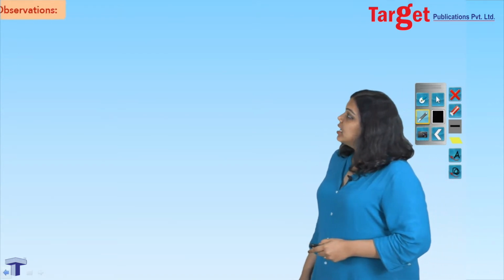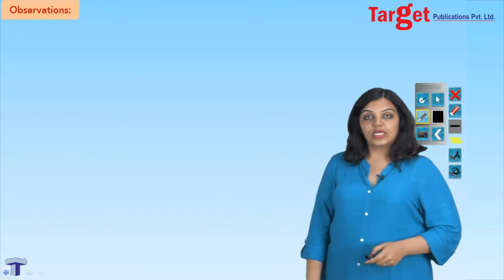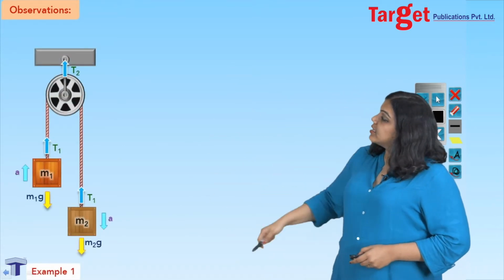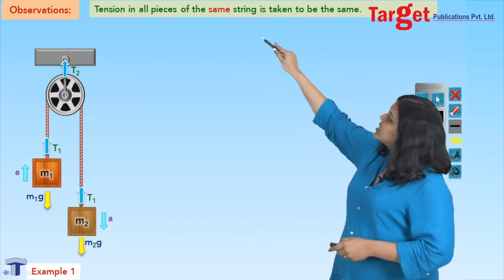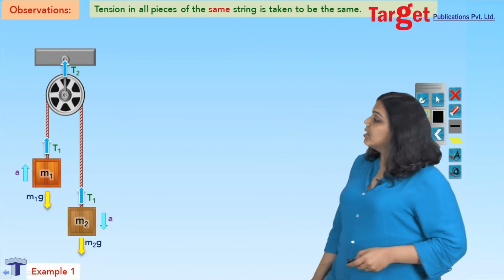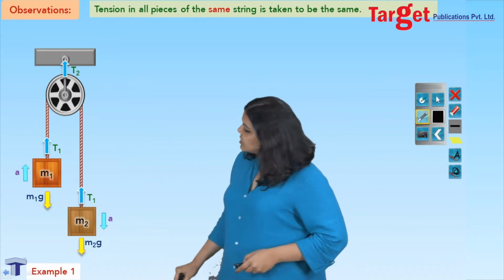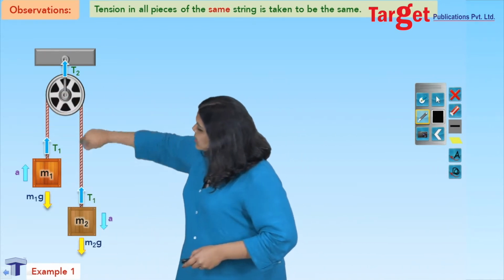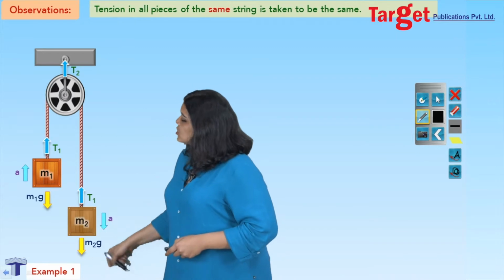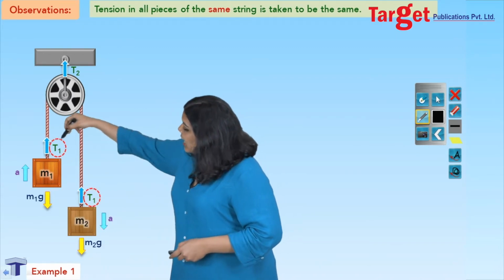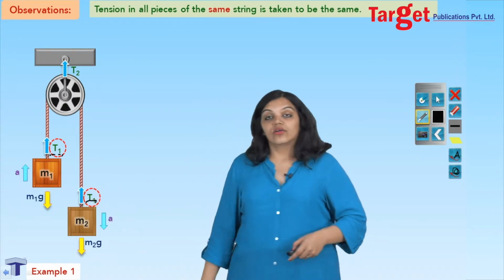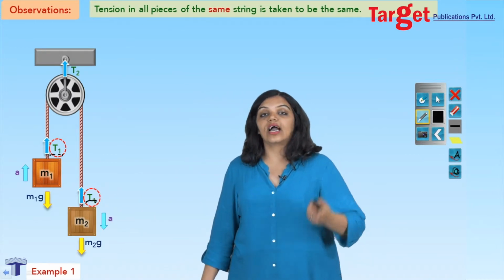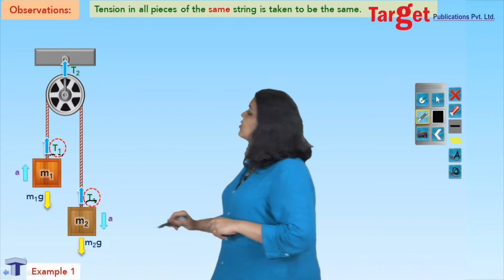If I look at the observations in our first two examples, then notice that if I look at the first example, you can notice that tension in all pieces of the same string is taken to be the same. If I look at the same string, then I can see that this piece and this piece are part of the same string, and therefore I can say that I have denoted them by the same tension T1. Right? They are the same string, so they have the same name for tension, that is T1.